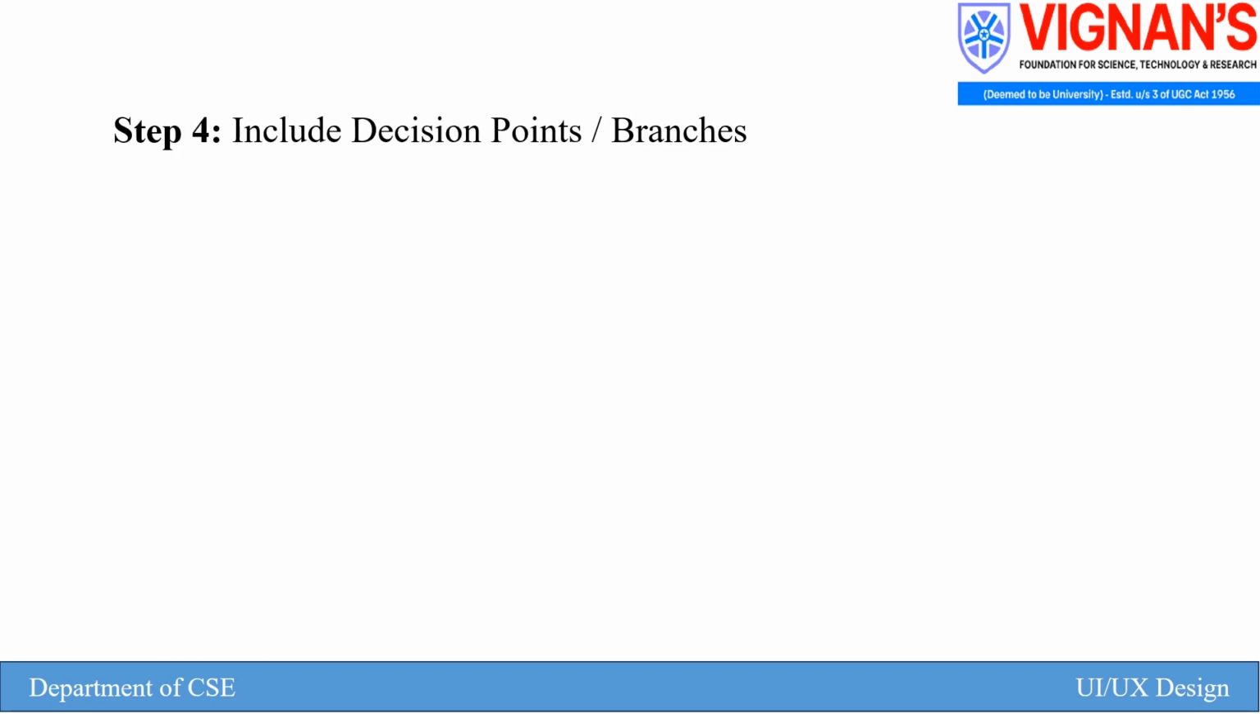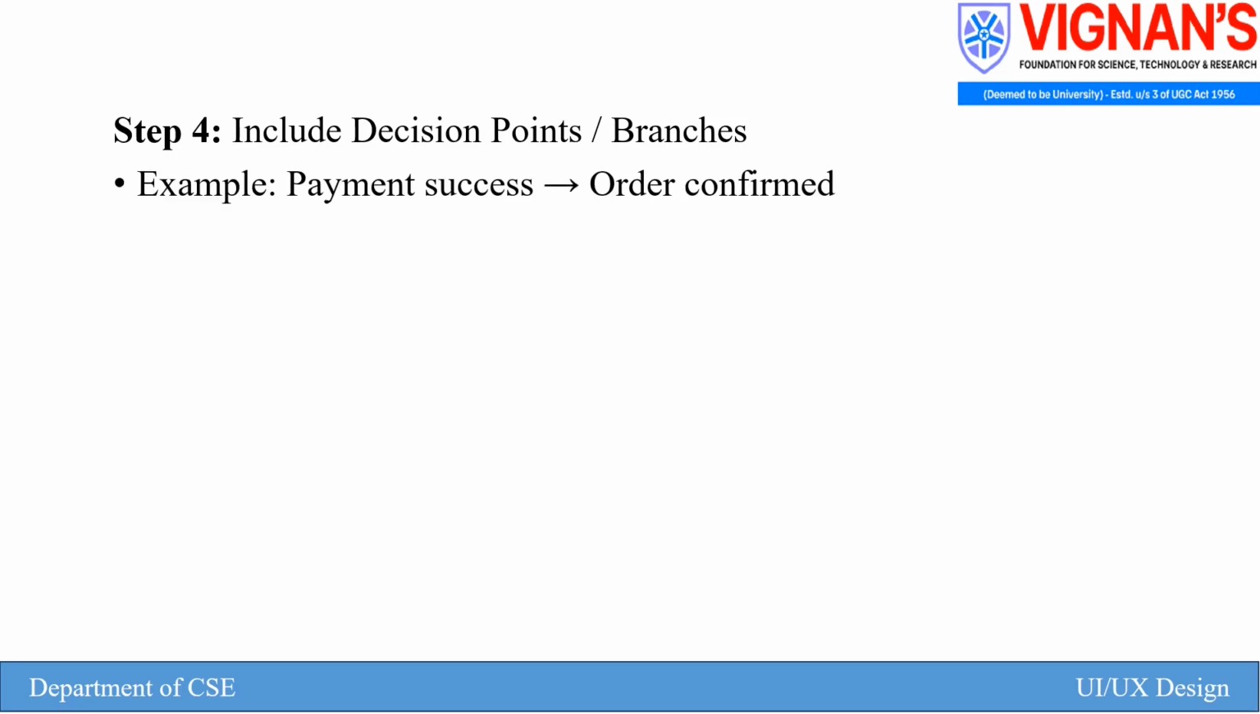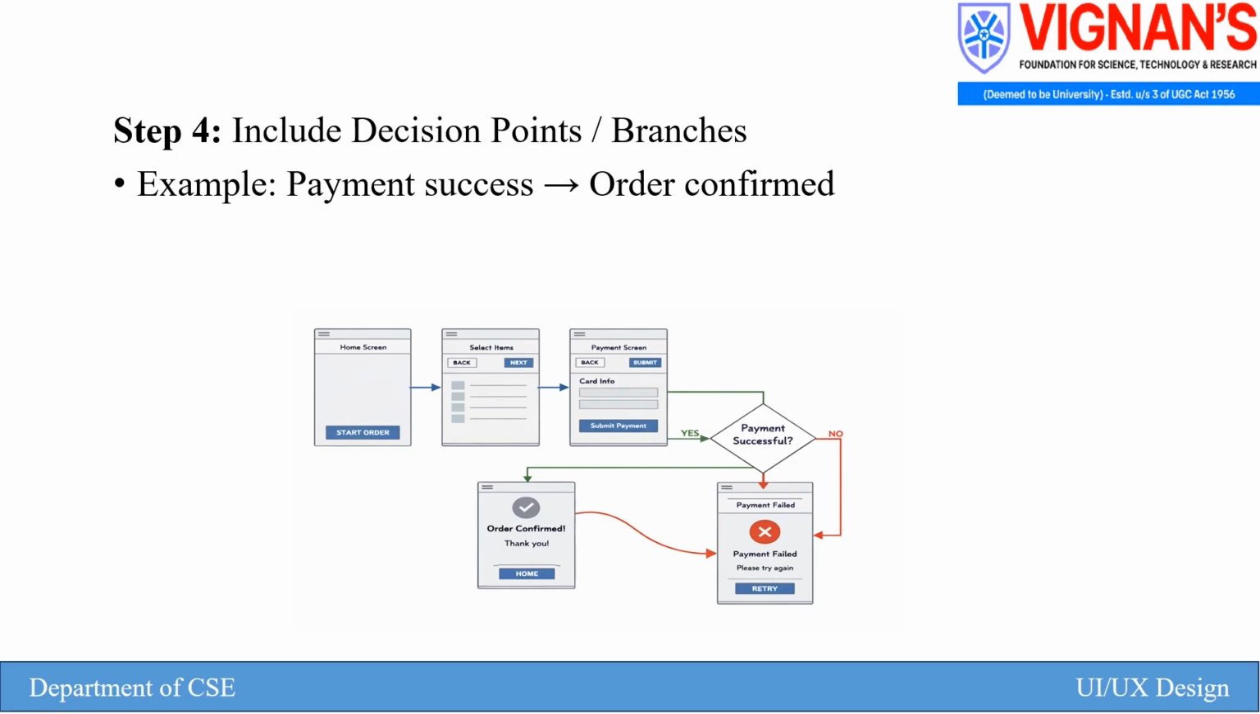Step 4. Include decision points or branches. For example, during payment, the transaction can either be successful or fail. If the payment is successful, the user moves to the order confirmation screen. If the payment fails, the user is directed to a retry screen. These decision points help us handle different scenarios and make the system more user-friendly.